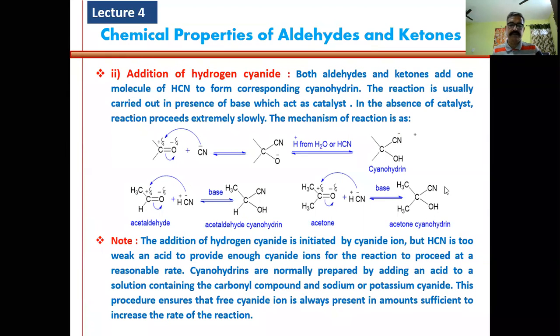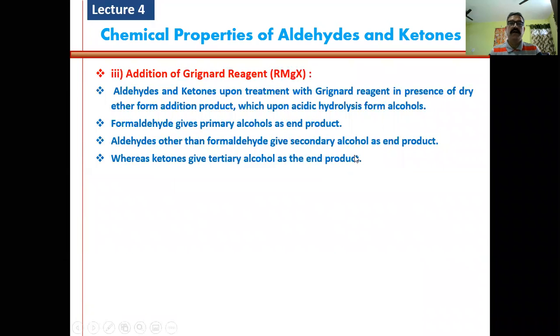Now next we have addition of Grignard reagent. General reaction बच्चे आपको आना चाहिए. This is the most important reaction. Carbonyl compound plus Grignard reagent. Grignard reagent R is always negative, MgX positive. Dry ether is used as solvent.